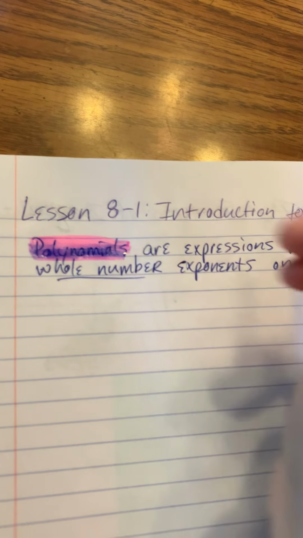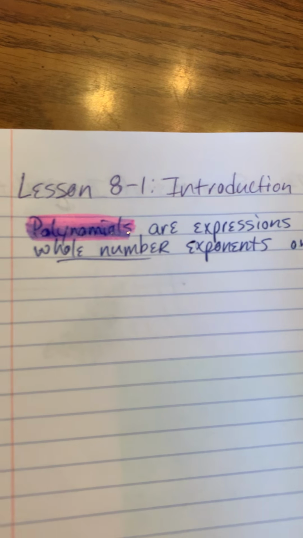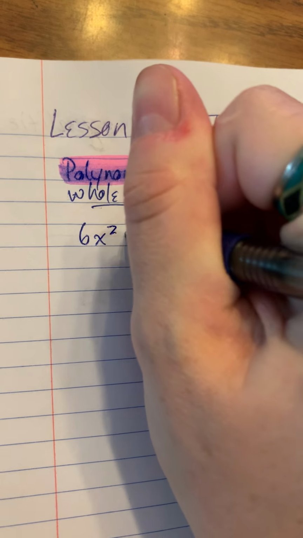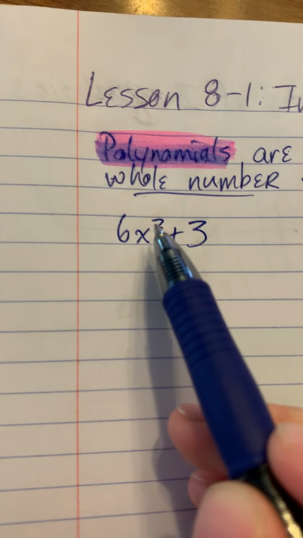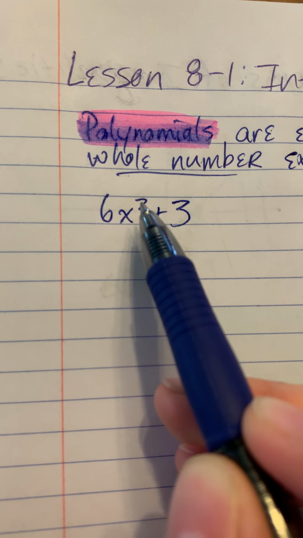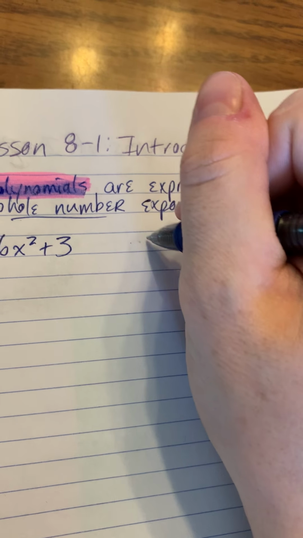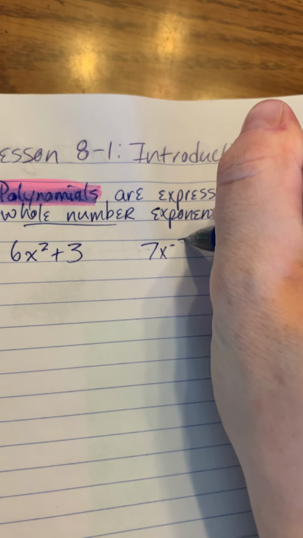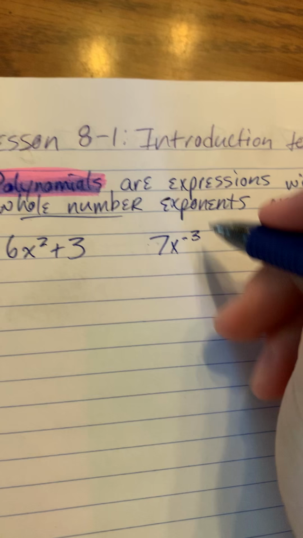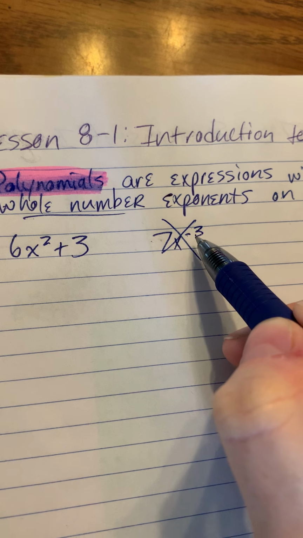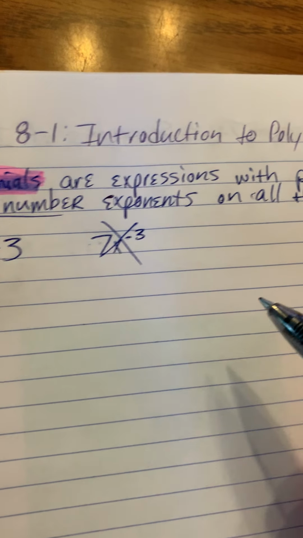I am going to highlight polynomials because that is a pretty important vocabulary word. Ooh, that did not highlight very well. Sorry. Polynomials. This expression is a polynomial because that exponent is a positive whole number. 7x to the negative third power is not a polynomial because that exponent is negative.